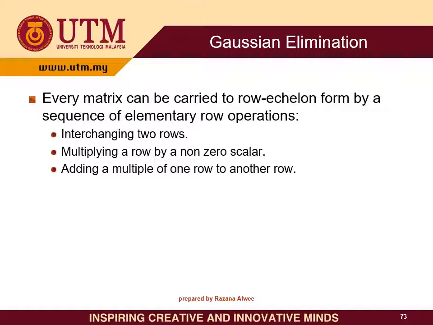Every matrix can be carried to row echelon form by a sequence of elementary row operations. This is what we have learned before. By interchanging two rows, that is, swap. Multiplying a row by a non-zero scalar means that you have A R1. Adding a multiple of one row to another row, just like we did in the previous example.